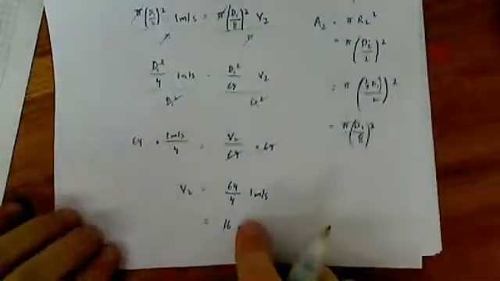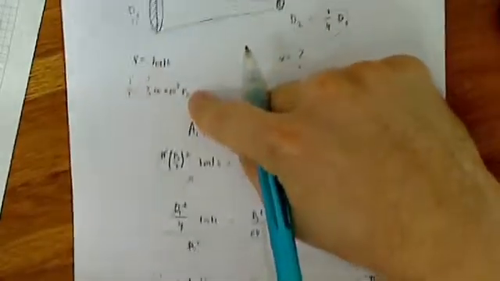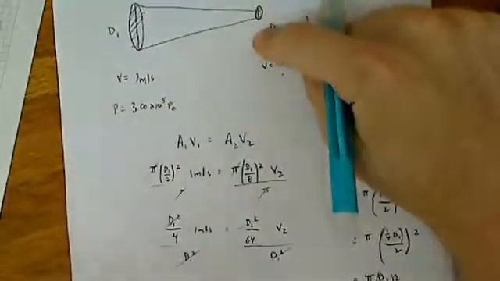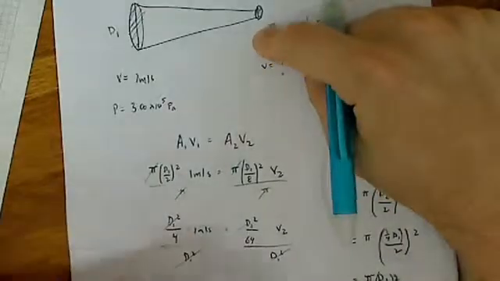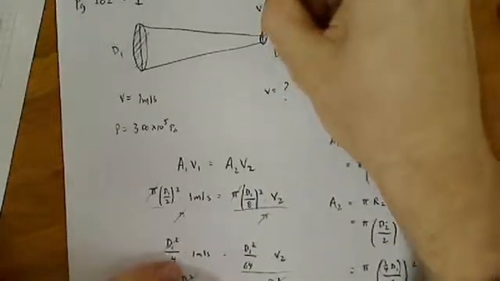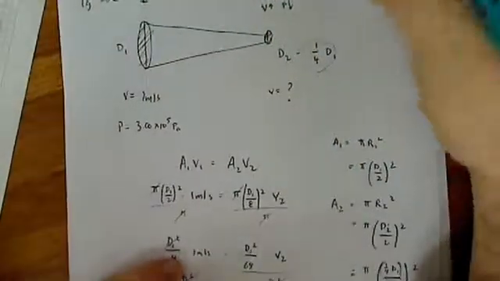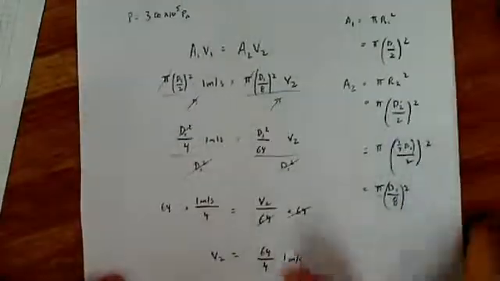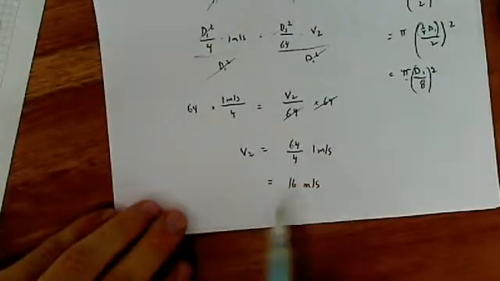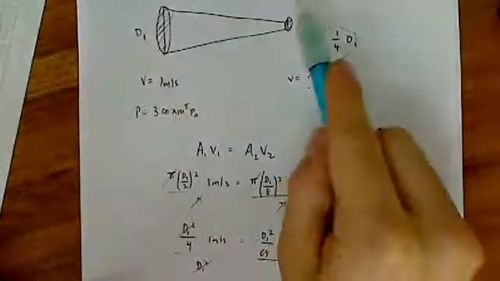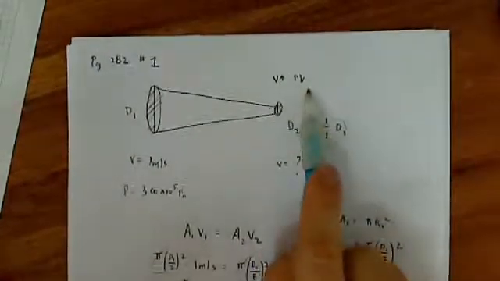One last thing to point out: we didn't actually end up using it, but the pressure over here was 3 times 10 to the 5 pascals. Now, if our speed goes up, what happens to the pressure? Bernoulli's law tells me as the speed increases, the pressure decreases. So we'd expect this number went from 1 to 16. If this number increases, we'd expect our pressure to decrease.